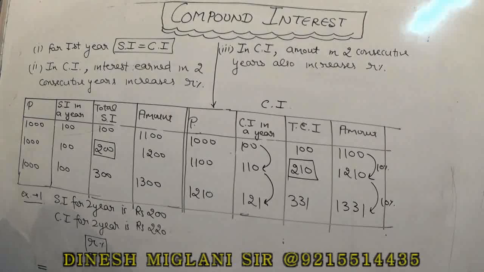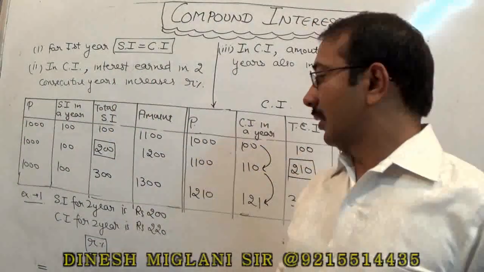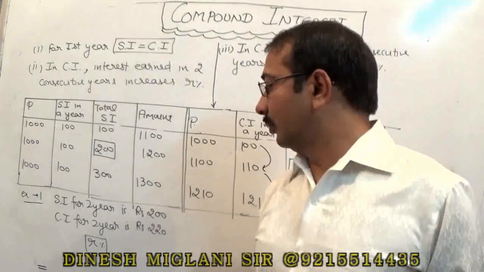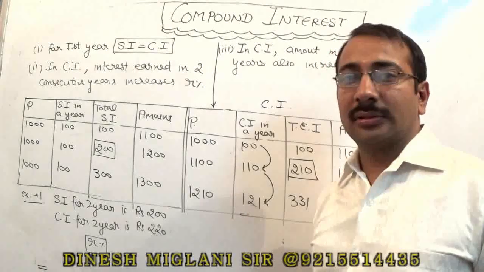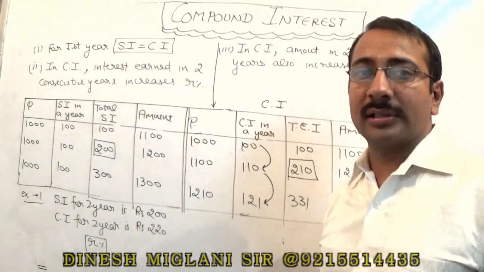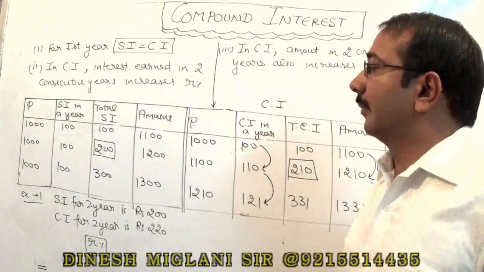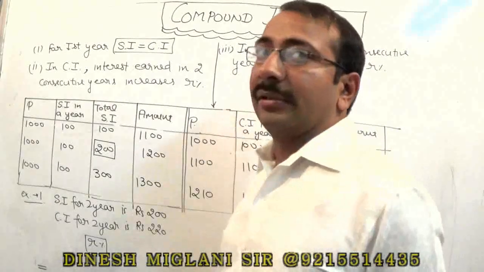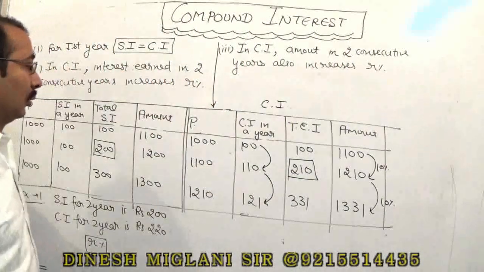Simple interest for 2 years on a certain sum is rupees 200. Compound interest for 2 years on the same sum is rupees 220. I have to find out the rate of interest percent. Now when I look at this question, by applying my first property, I know that first year simple interest is equal to compound interest, and simple interest is equal in all the years.